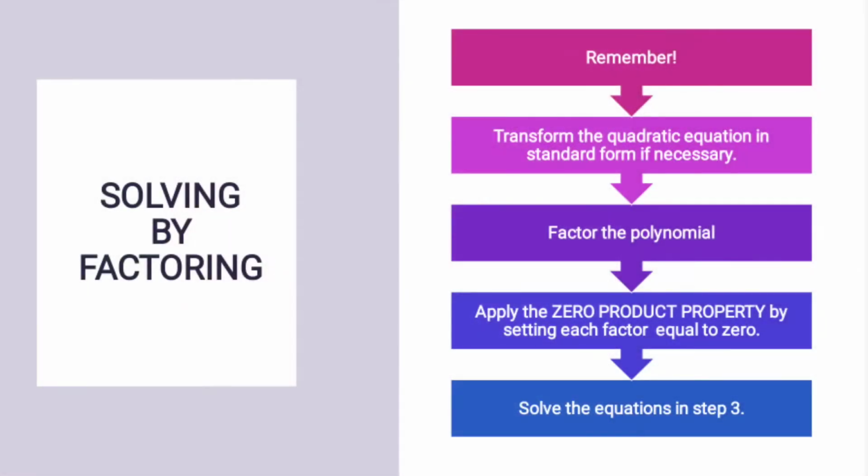Let us now try solving by factoring quadratic equations. In factoring quadratic equations, we are to follow 4 basic steps. Number 1 is to transform the quadratic equation in standard form if necessary. Step 2. Factor the polynomial. Step 3. Apply the zero product property by setting each factor equal to 0. And lastly, solve the equation in step 3.